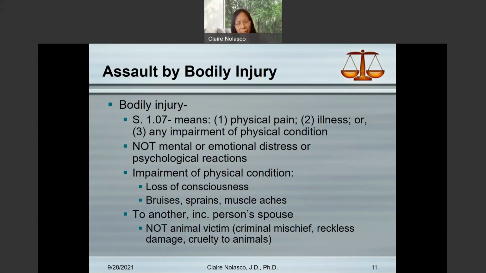Who is the victim? The victim is another person, including the offender's spouse. Now, the victim cannot be an animal. It's not considered assault by bodily injury if the victim is an animal. Instead, the offender who targets an animal victim would be liable for criminal mischief, reckless damage, or cruelty to animals.